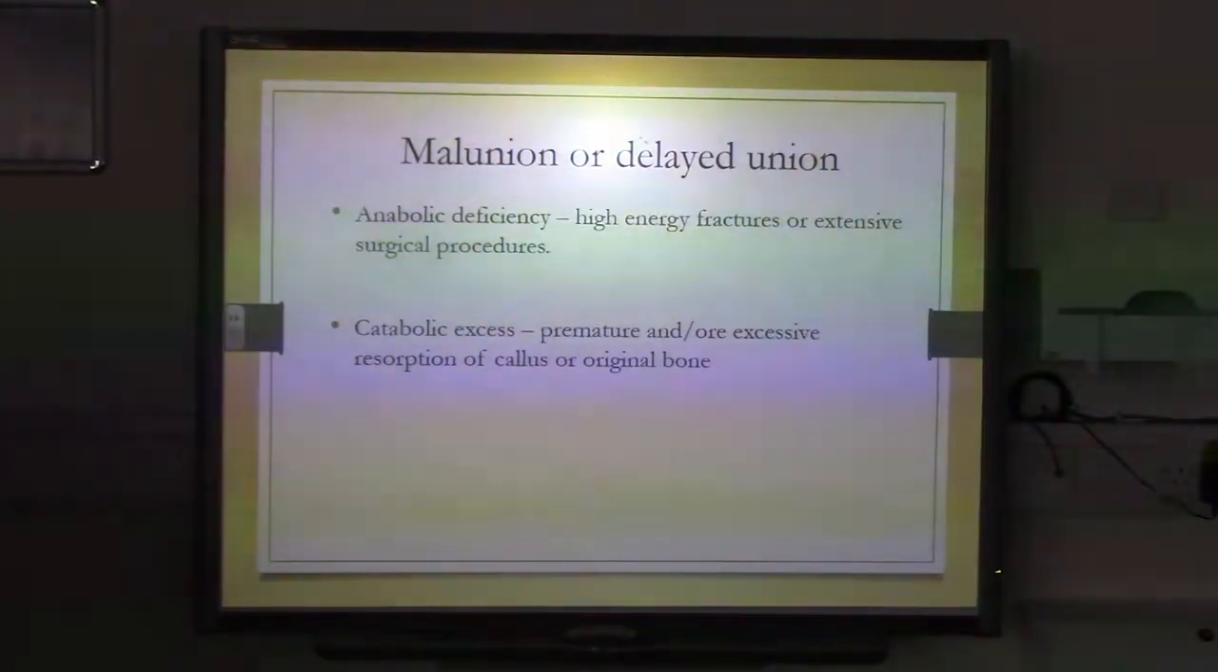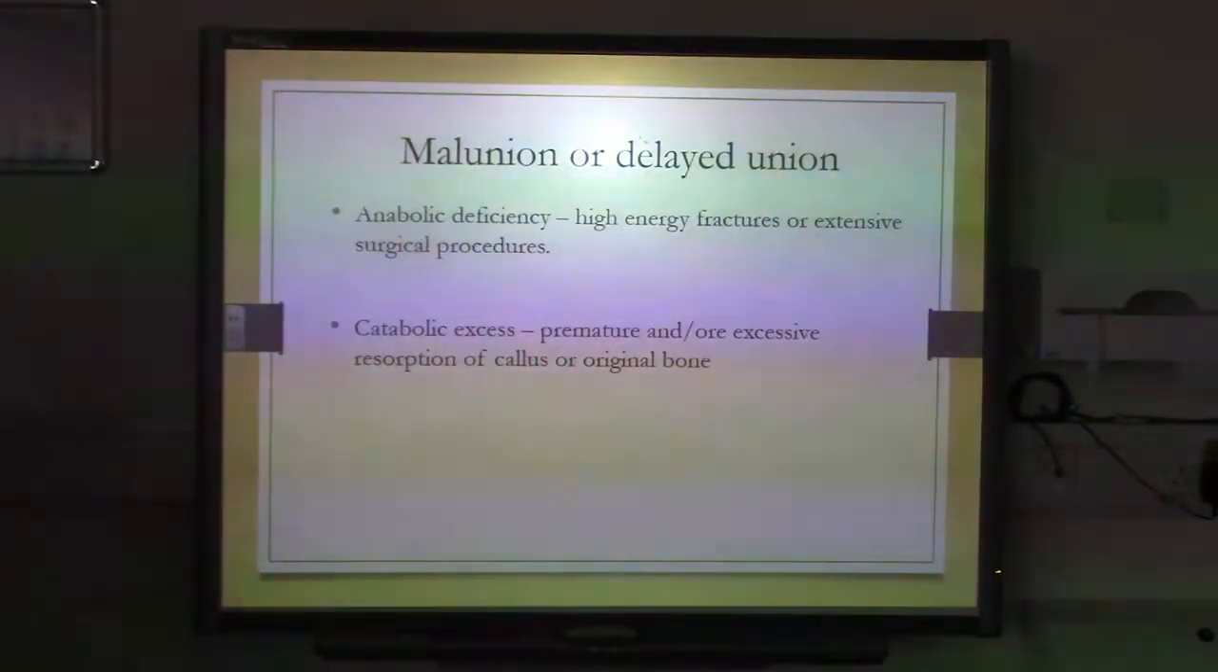When we look at the terms malunion and delayed union, both of these terms fall short of constituting a diagnosis or specifying the underlying processes. What might be the case within a malunion or delayed union is an anabolic deficiency or catabolic excess, or both happening in conjunction with one another.